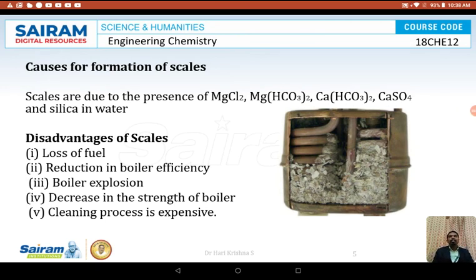Boiler efficiency reduces, and the boiler may explode. There is a decrease in the strength of the boiler, and the cleaning process becomes expensive. These are the disadvantages of scale formation in the boiler.